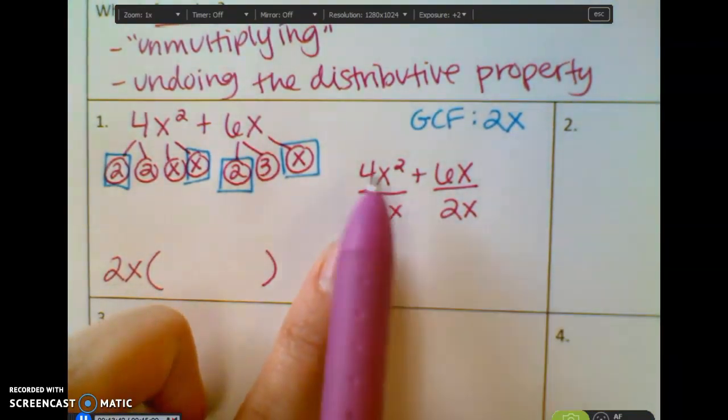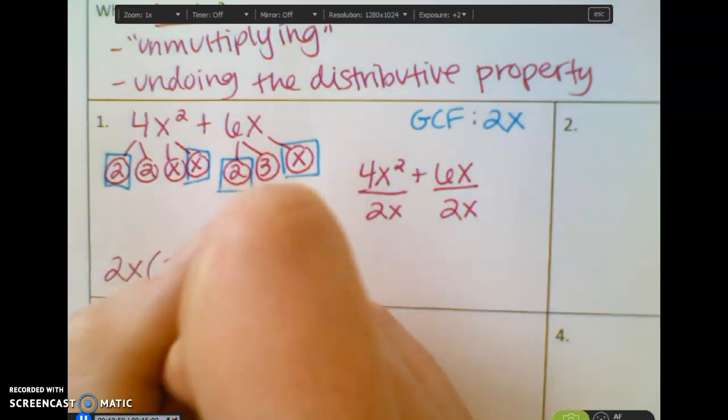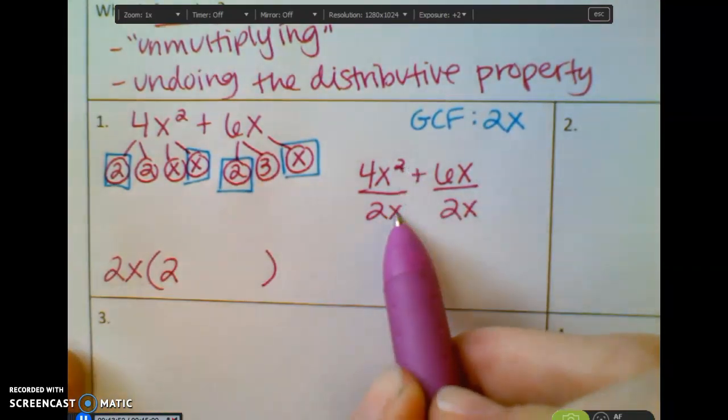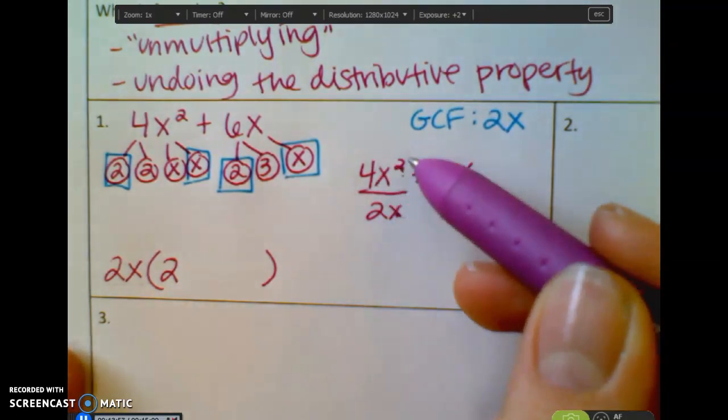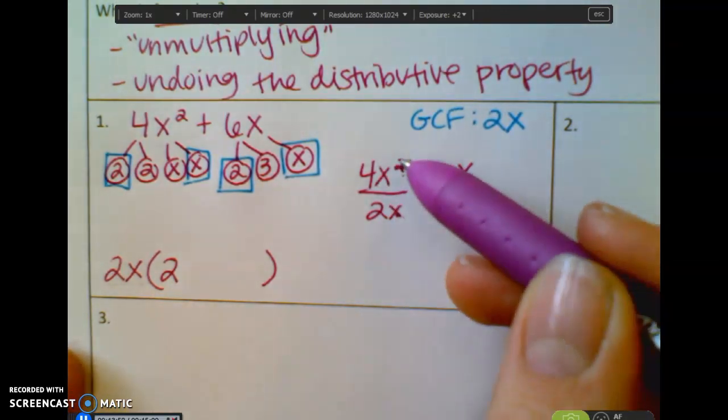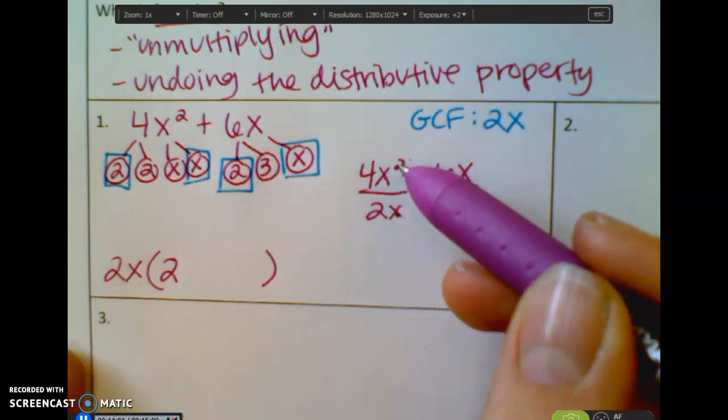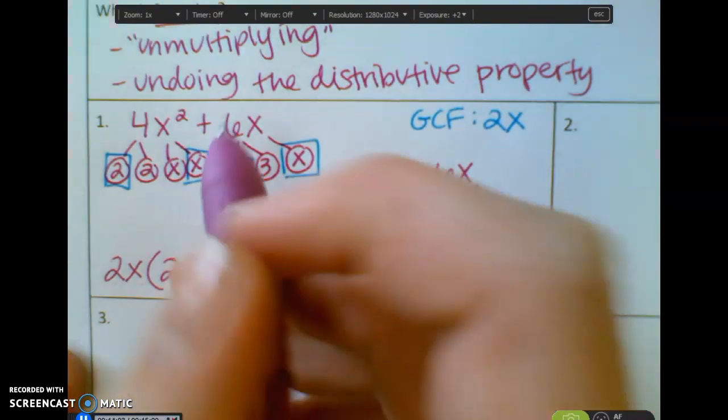Well, what's left over? 4 divided by 2 gives me 2. X squared divided by x, we have to think of top heavy or bottom heavy. That's top heavy, and what do we do with those exponents? We subtract them. So we're going to have x to the 2 minus 1. That leaves us with x.